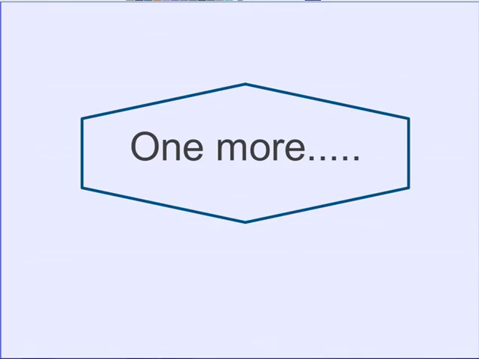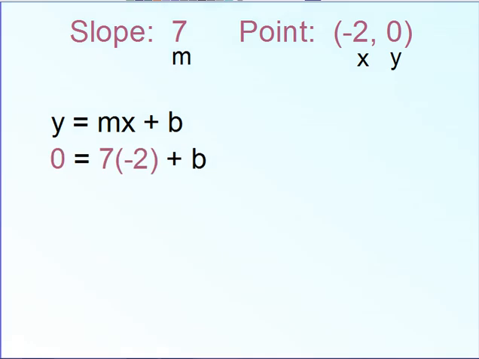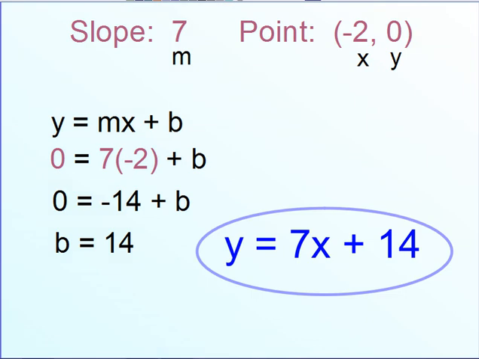Let's go through one more example. Now I have a slope of 7, a point of -2, 0. I have m, x, and y. I use y equals mx plus b. Plug in the numbers that I know. Do my multiplication. Adding 14 to both sides gives me b is equal to 14. So now I can plug my slope and my y-intercept into my function, and I get y equals 7x plus 14.